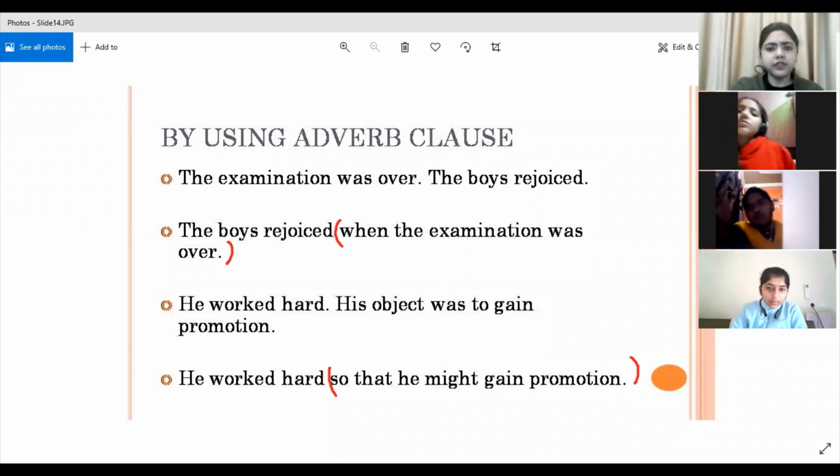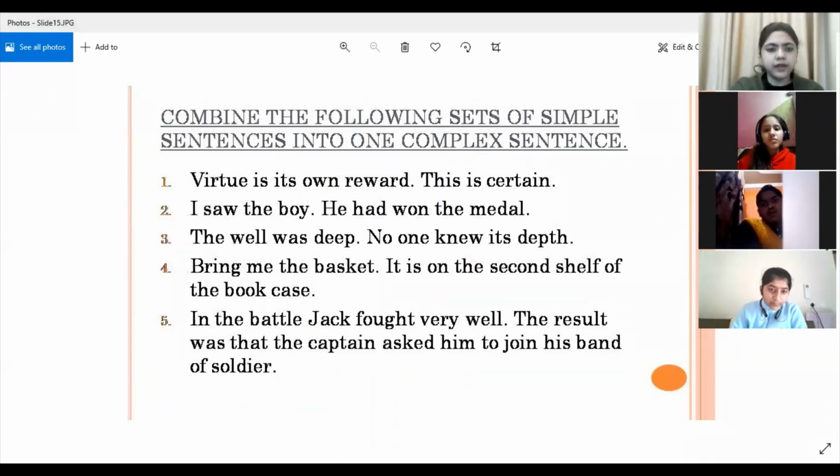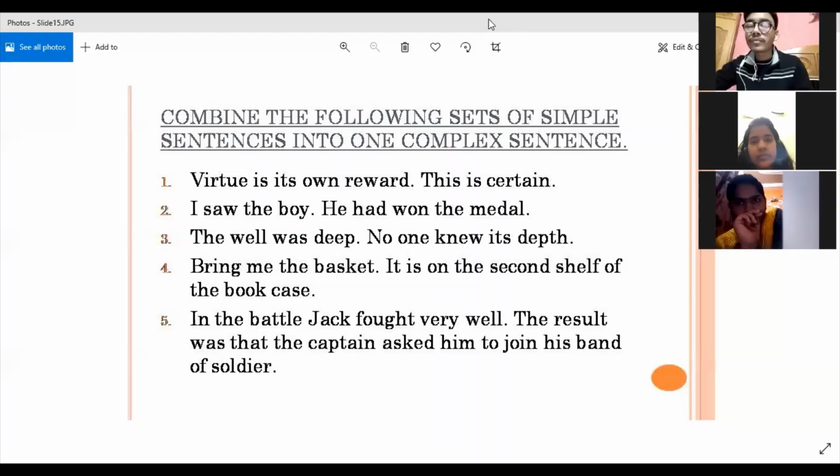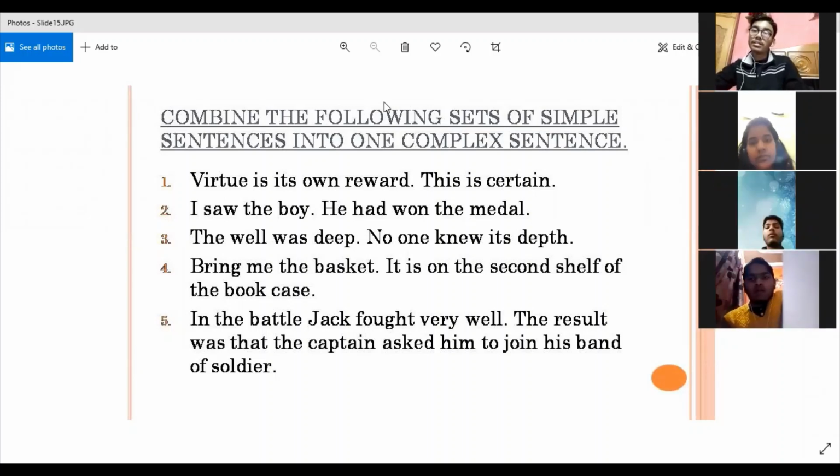Now I think we will practice now. 5 questions. Take 5 minutes. See, here it has been clearly mentioned that you have to combine the following sets of simple sentences into one complex sentence. So now you cannot have any other answer to the questions. Okay.